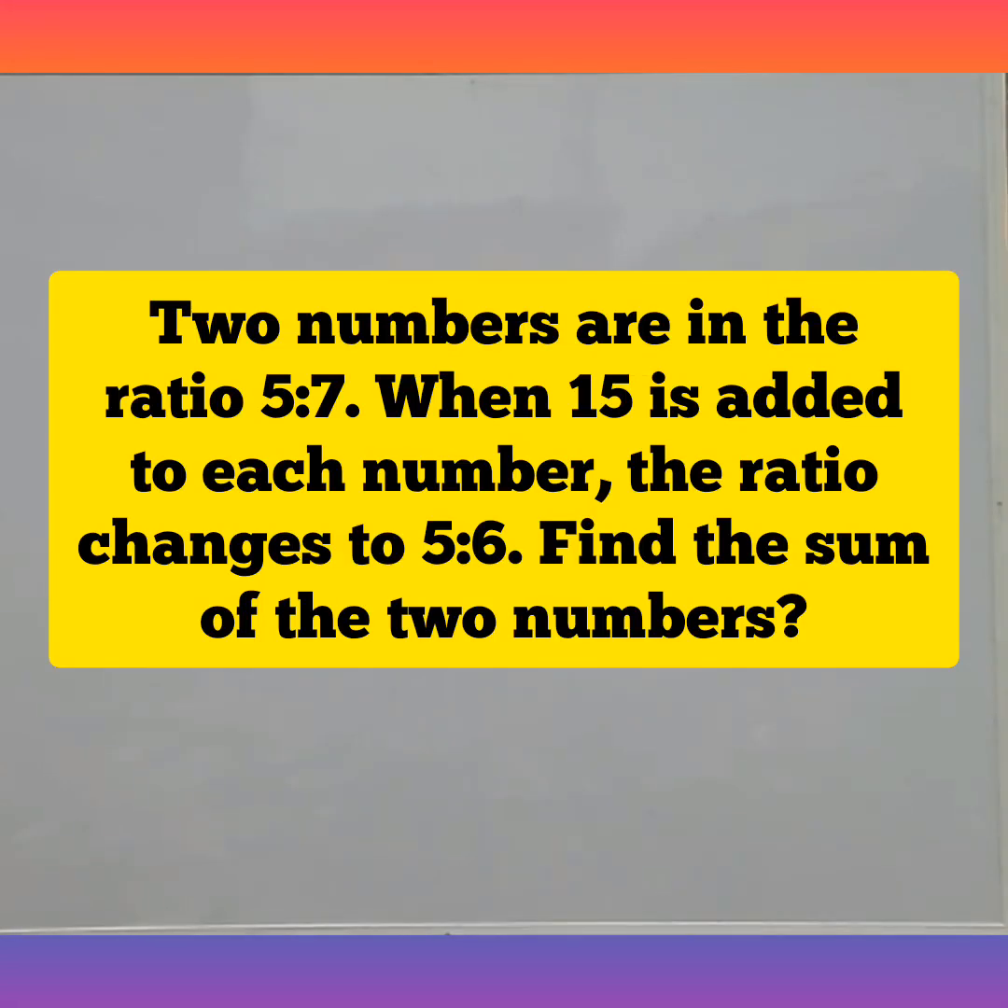We have a question here. The question reads thus: two numbers are in the ratio 5 to 7. When 15 is added to each number, the ratio changes to 5 to 6. Find the sum of the two numbers.